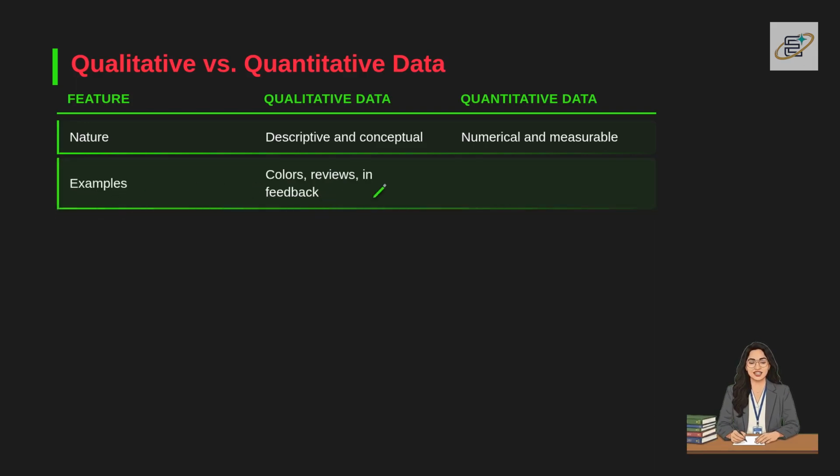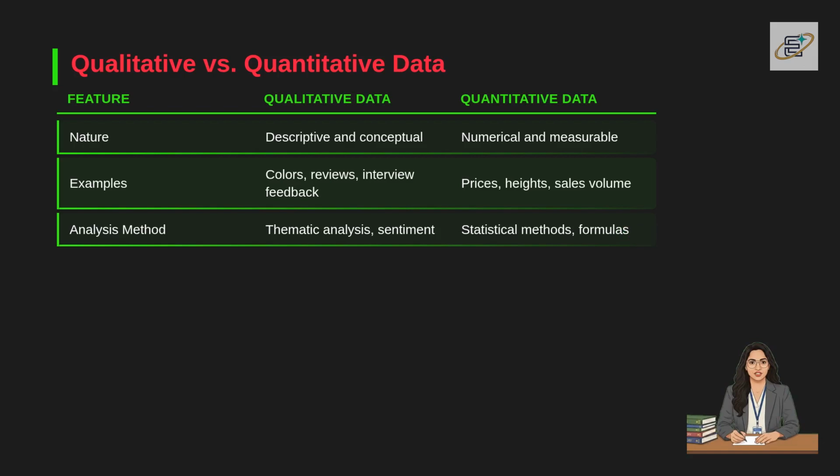To make this concrete, let us look at examples. Qualitative data includes things like a customer's review of a product, the color of a car, or interview feedback. Quantitative data would be the price of that car, the exact number of products sold, or a person's height in inches. Finally, how do we analyze them? Qualitative data requires thematic analysis, looking for recurring keywords or sentiments. Quantitative data is analyzed using statistical methods, math, and formulas. Both are incredibly valuable for getting a complete picture.